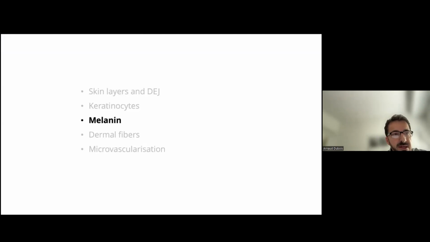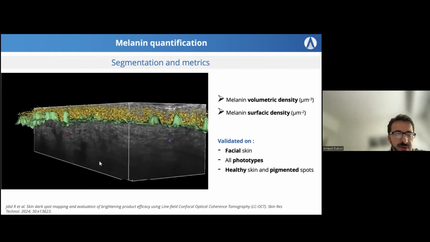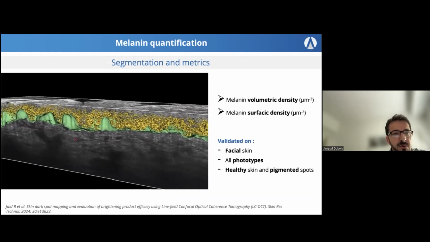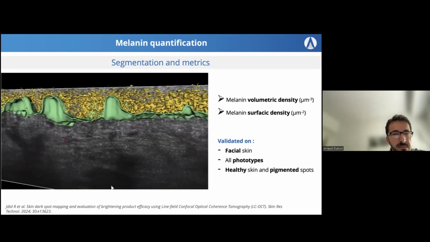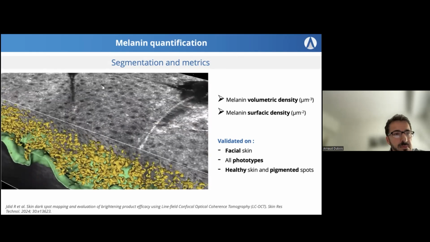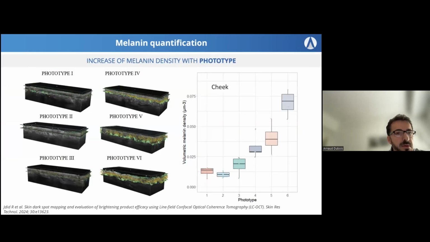Let's talk about melanin now. The melanin can also be segmented. The algorithm was trained on the face for all phototypes, on healthy skin, and also on pigmented spots. As expected, the amount of melanin increases from phototype 1 to phototype 6. And here it was measured on the cheek.